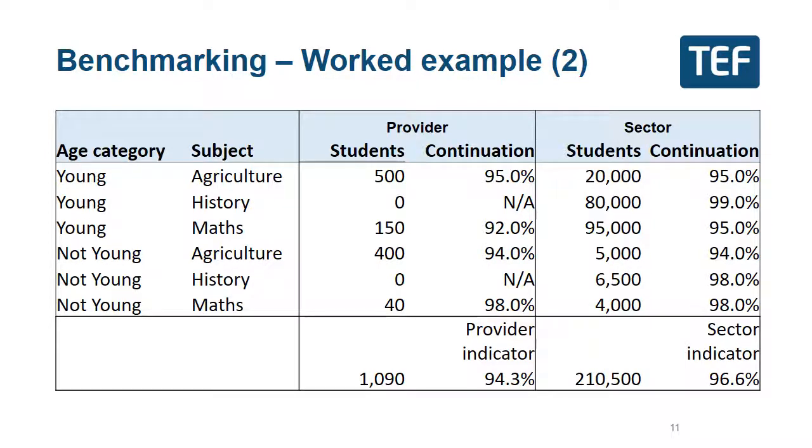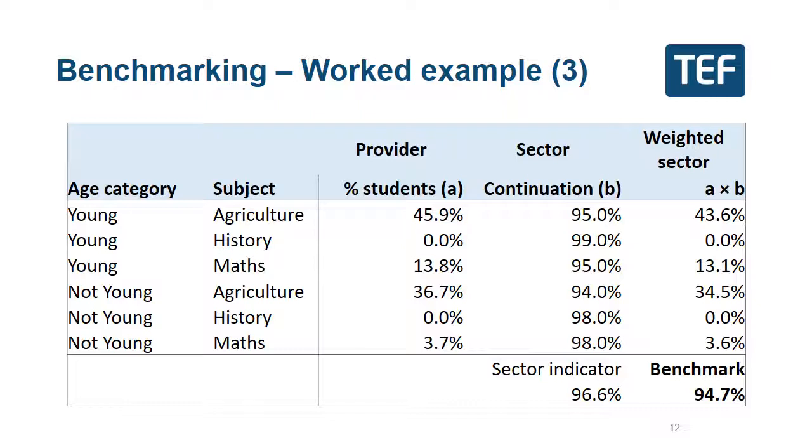So this table shows the individual continuation rates for each group of students and subjects. These are the equivalent of the sector averages that we looked at in the Excel table earlier. So we can use these sector averages to calculate a benchmark for the provider that will give us a more accurate insight into the performance of the provider than if we just compare the sector average to the provider's overall continuation rate.